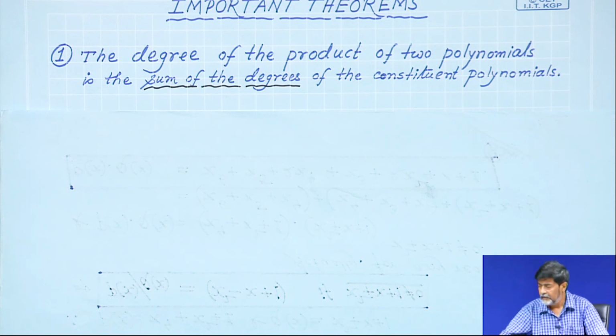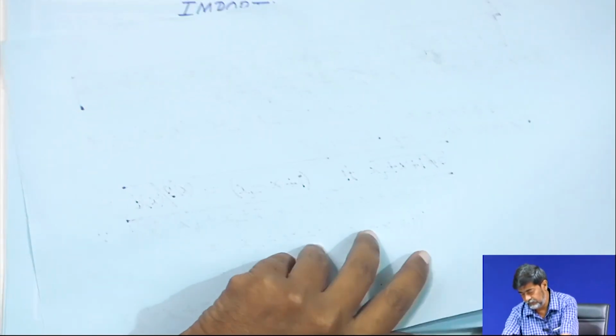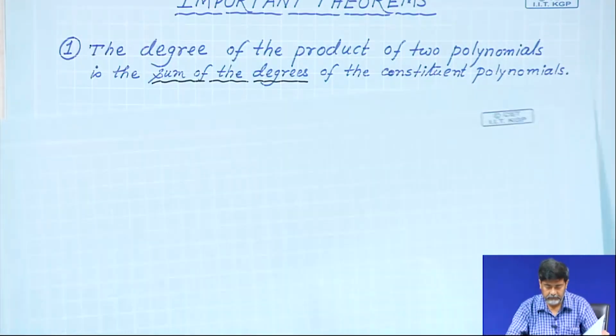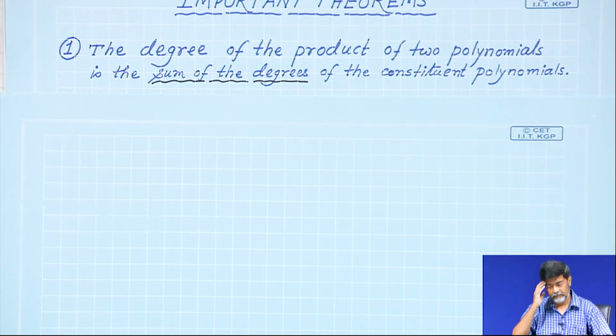Then just watch it and tell me the second theorem concerning the degree of the quotient of the two polynomials. The quotient of two polynomials will not necessarily be a polynomial, but if it is a polynomial, then the degree of the quotient of the two polynomials is the difference of the degrees of the constituent polynomials. Actually, in the previous examples, we have found that the quotient of two polynomials will not always be a polynomial.